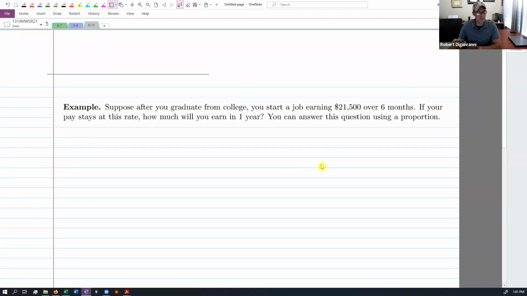All right, so this problem says, suppose after you graduate from college, you start a job earning $21,500 over a 6-month period. If your pay stays at this rate, how much will you earn in 1 year? Now, I know a lot of you can just think through this and be like, okay, well, if I earn $21,500 in 6 months, then in a year, I'm just going to double it, right? Because 12 months in a year. And that's great. But what we're trying to do right here with this problem is to understand how you can use proportions to solve more complicated problems.